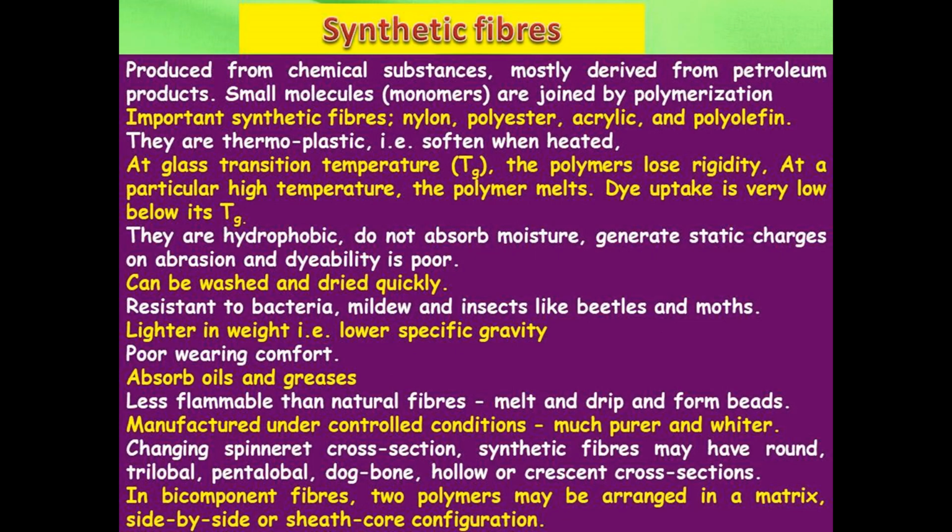Synthetic fibers are produced from chemical substances mostly derived from petroleum products. Small molecules or monomers are joined together to form polymers by polymerization. Important synthetic fibers are nylon, polyester, acrylic and polyurethane. They are thermoplastic, that is, softened when heated. At glass transition temperature Tg, the polymers lose rigidity. At a particular high temperature, the polymer melts.